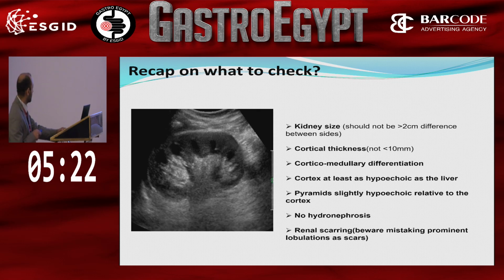In conclusion, I have to check the kidney size. If of both kidneys, one of them is smaller by more than 1 centimeter, I have to ask for an isotope scan to exclude any other pathology of the smallest one. I have to check the cortical thickness. It should be more than 10 millimeter. I have to comment on the differentiation between the cortex and medulla. Pyramids slightly hypoechoic. No hydronephrosis. No renal scarring.